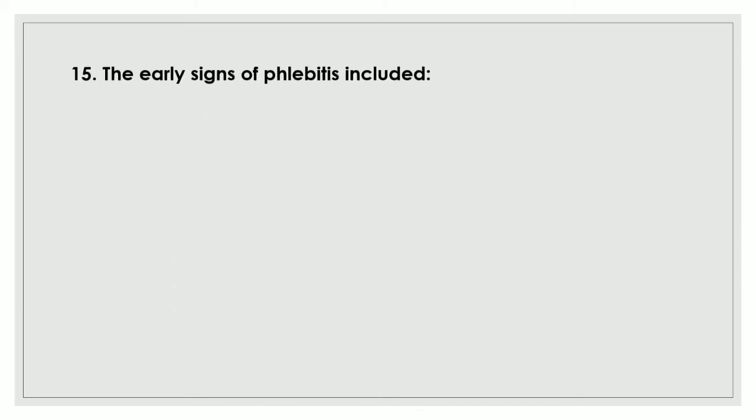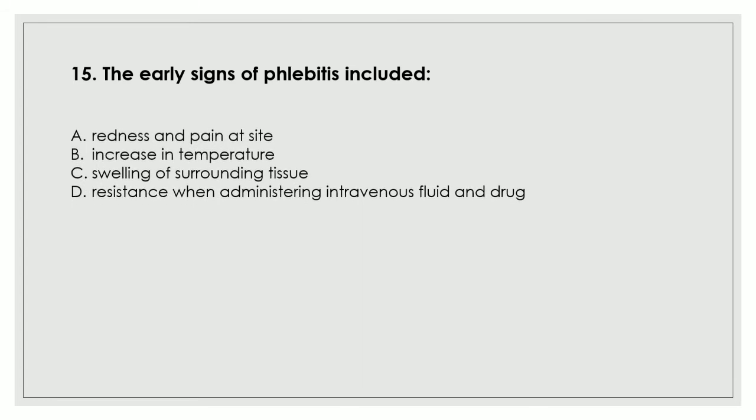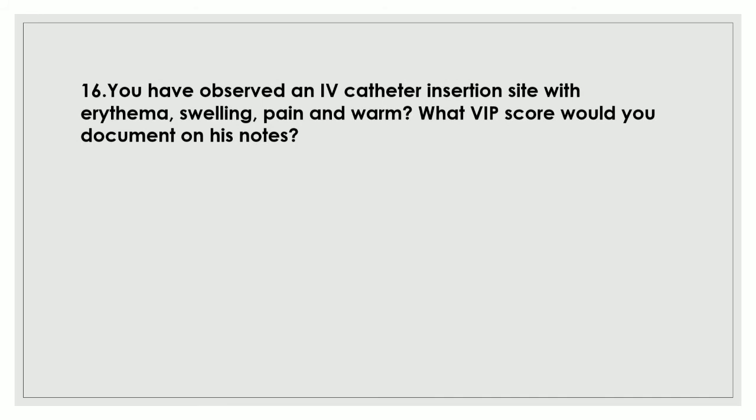Question number 15. The early signs of phlebitis include A. Redness and pain at site. B. Increase in temperature. C. Swelling of surrounding tissue. D. Resistance when administering intravenous fluid and drug. Answer A. Redness and pain at site. Question number 16. You have observed an IV catheter insertion site with erythema, swelling, pain and warmth. What VIP score would you document on his notes? Options: A. 5, B. 2, C. 3, D. 4. Answer B. 2.